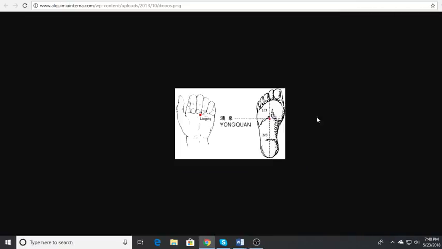Now, covering the main gates that we're going to be focusing on, we're going to focus on the yong quan, which is in the foot, also known as the bubbling wells or the bubbling springs. It's also the K1 point, or the first kidney point in the kidney meridian. And then the laogong, which is in the palm. And you will feel both of these points getting warm as you draw energy into your body.